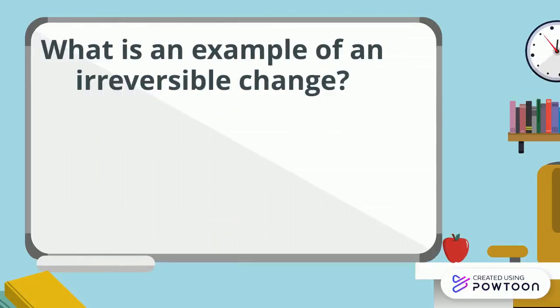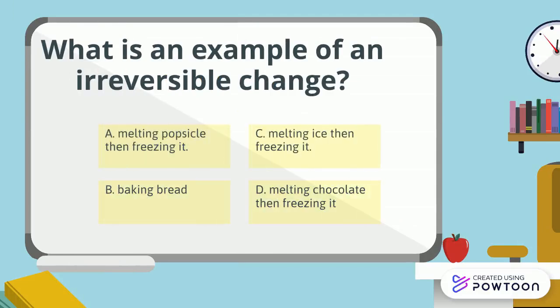Here is another quick quiz to test your knowledge about irreversible changes. What is an example of an irreversible change? A. Melting popsicle, then freezing it. B. Baking bread. C. Melting ice, then freezing it. D. Melting chocolate, then freezing it.